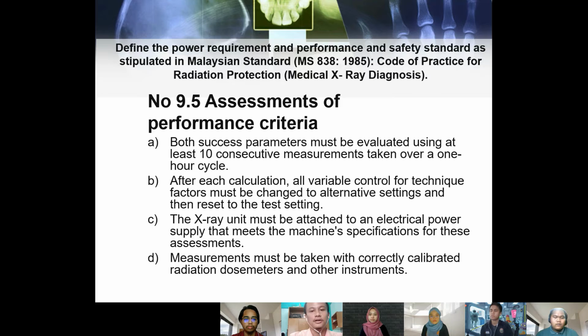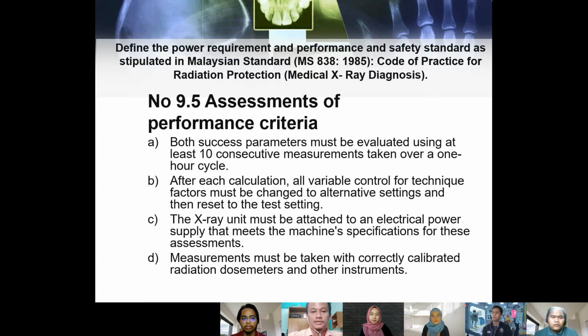Next, number 9.5 is the assessment of performance criteria. There are four assessments that need to be highlighted. The first one is that both parameters must be evaluated using at least 10 consecutive measurements taken over a one hour cycle. The second assessment is that after each calculation, all variable controls for technique factors must be changed to an alternative setting and then reset to the test setting.